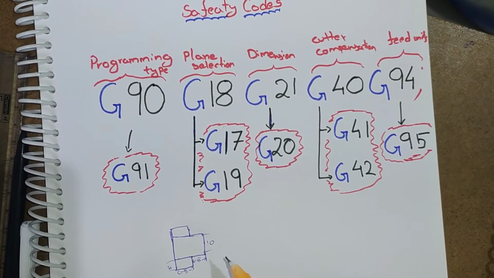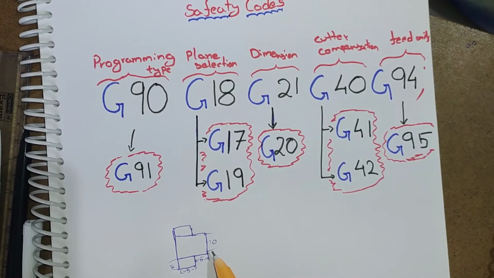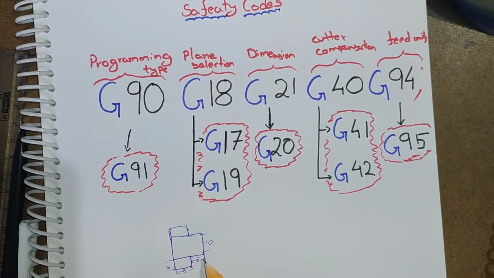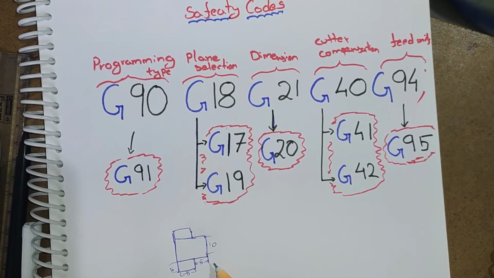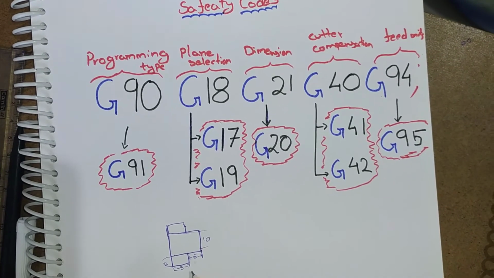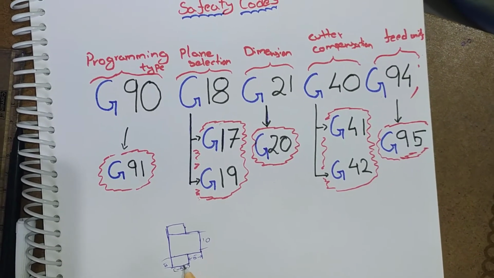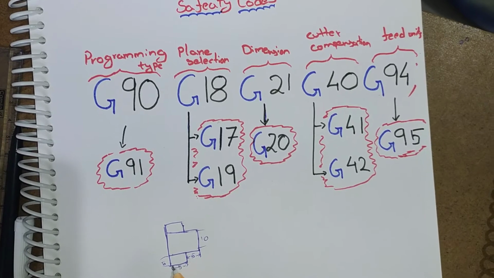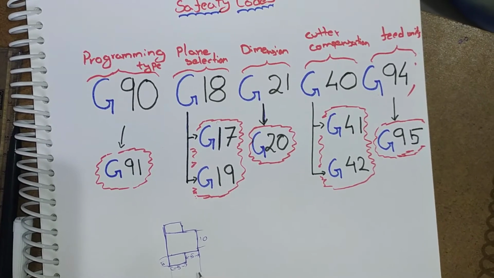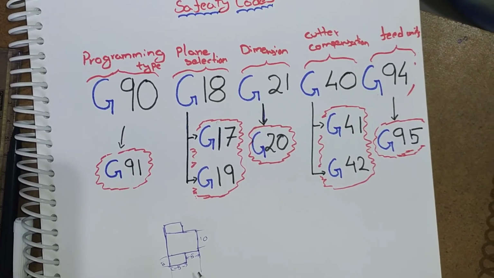Why do we give it like that? In absolute programming, we enter the whole dimension value. It means we add the previous operation value into the present operation code. So for this length, in the code we will give the Z value of the whole length. Okay, that is absolute programming.